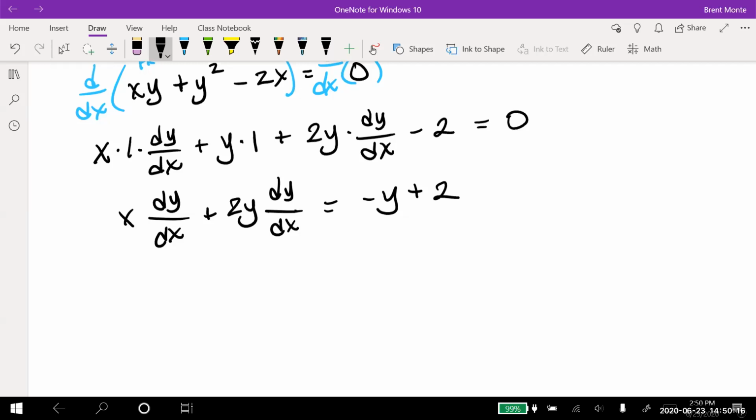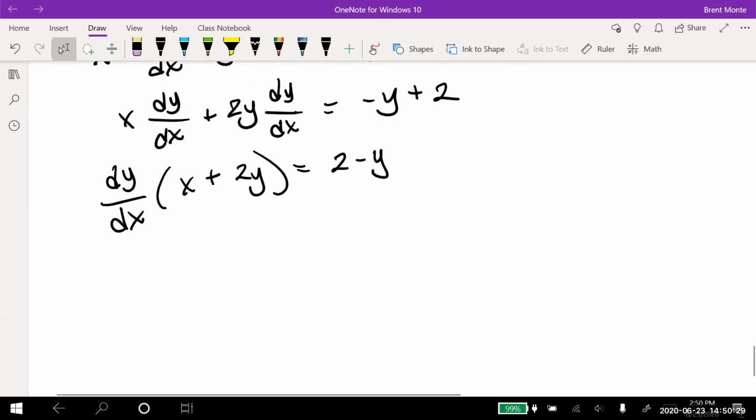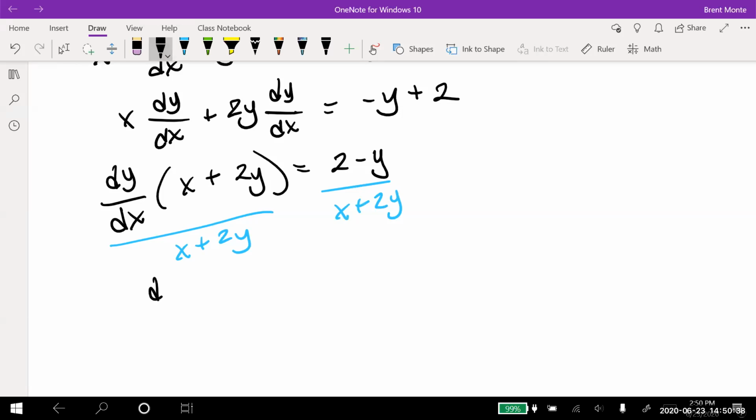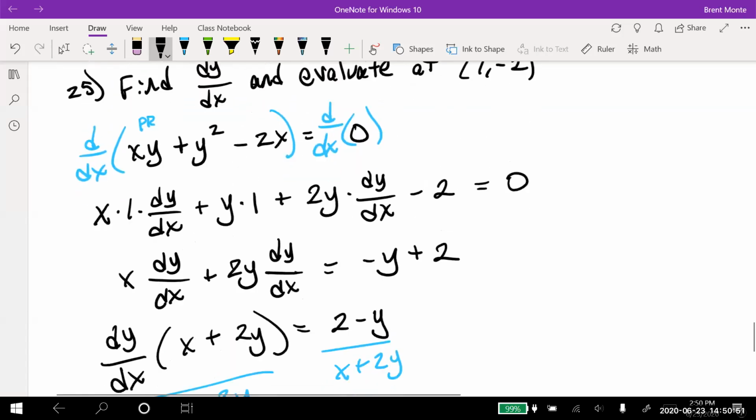Again, they're going to switch that around, make it 2 minus y. That's what they do. So now I'm going to factor out the dy dx, and I get x plus 2y equals, now let's switch that around, 2 minus y. And then I'm just going to divide away the x plus 2y, and I'll be done. Then I can plug in my values. This time I've already factored everything out. There's nothing to reduce. It's just 2 minus y over x plus 2y. There's my derivative.